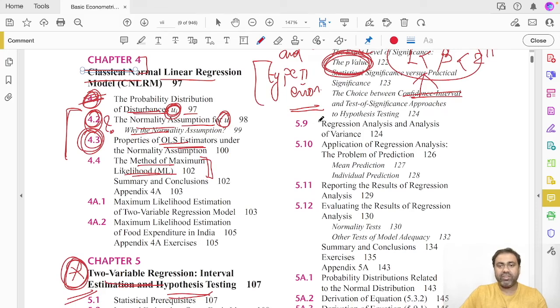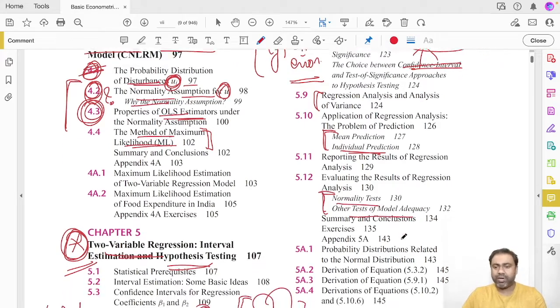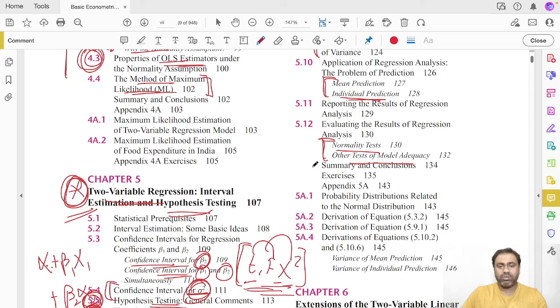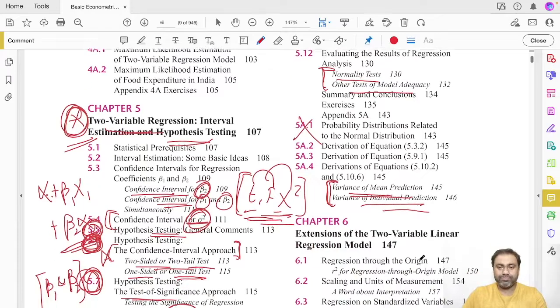Regression analysis and variance. Application of regression analysis, mean predictor, individual prediction. And again, there are different tests of normality. If not required, you can skip all these things. This priority distribution, but then you should look at variance of mean prediction, variance of individual prediction. Okay.